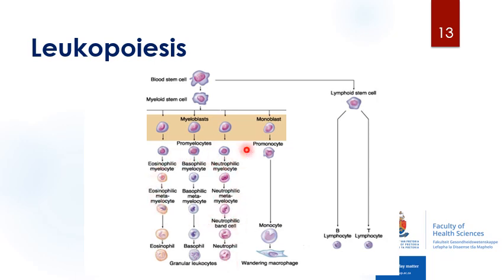For your lymphoid stem cell, it can become a B lymphocyte or a T lymphocyte, again depending on the tissue that it matures in. So for your B lymphocyte, it matures in your bone marrow, and your T lymphocyte matures in your thymus.